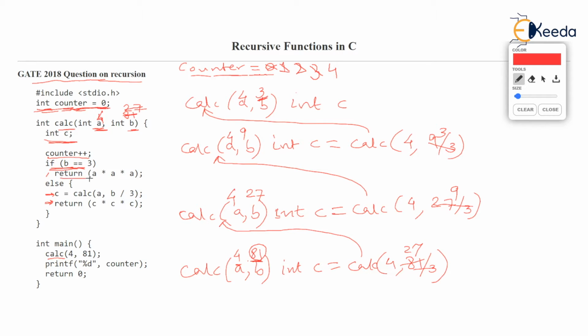So the function now returns A cube. And A cube is 4 into 4 into 4. So 4 into 4, 16. 16 into 4, 64. So now this function is going to return 64. I hope you are understanding. So recursion stops when B is 3. When B is 3, there is no calc call.